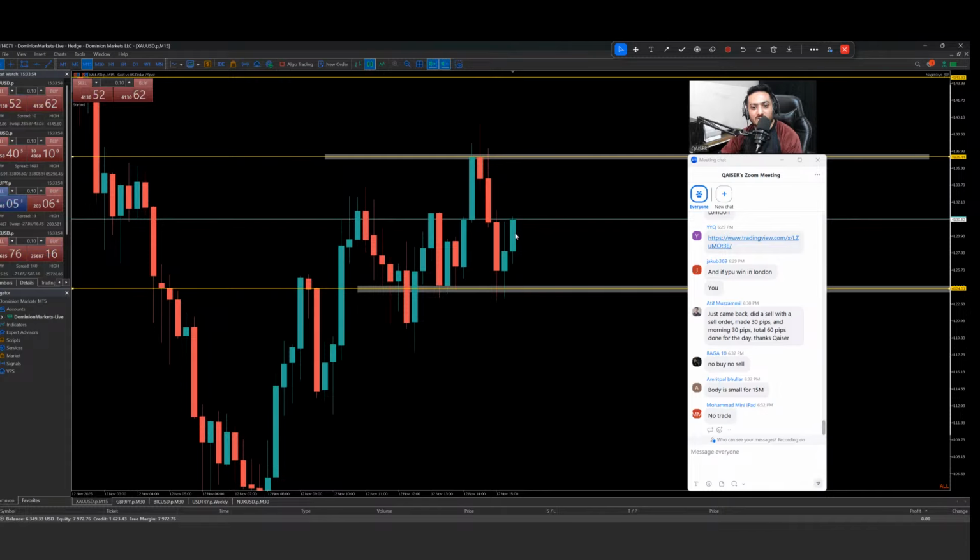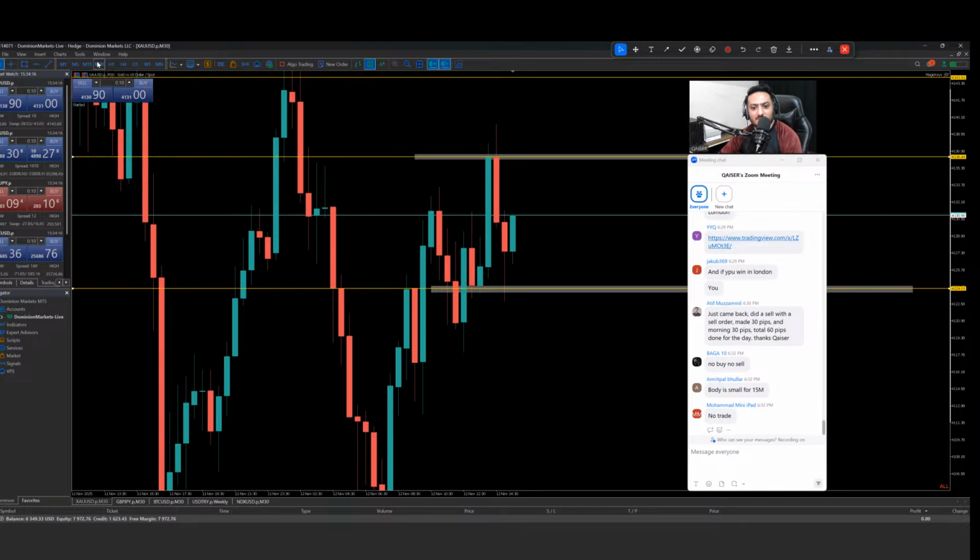So I will see how this closes, might be it closes above the resistance area, so I can give my trade a chance. But no trade for me, to be honest. No buy, no sell. Yeah, look at this zoom, guys. They are also not comfortable with buys and sells right now. The body is small for 50 minutes. Yeah, just not comfortable with this one.